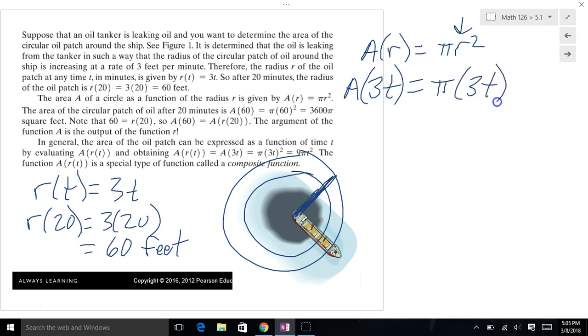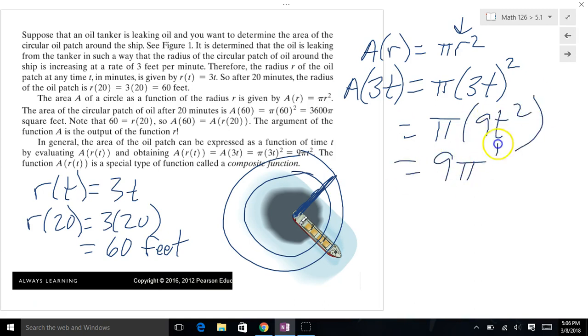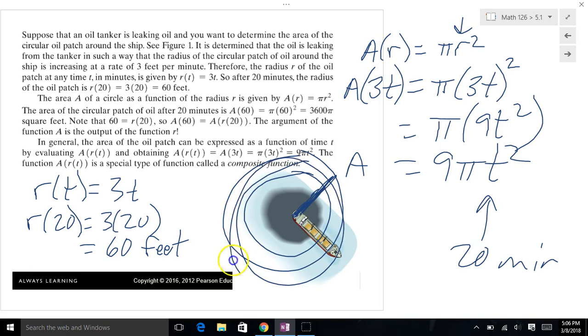So you would replace like this, so the f function goes into the g function, or the g function goes into the f function, if you will, in terms of the definition that I'm going to show you in a minute. And then you just clean that up. You get 9t squared. So now your area is in terms of the radius, which is a function of the time. So if your time is 20 minutes, now you can punch it in here: 20 squared is 400, times 9, you get 3600 pi, which is how large this area is, how much oil is spilled.